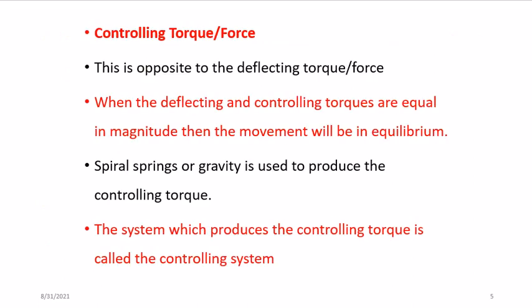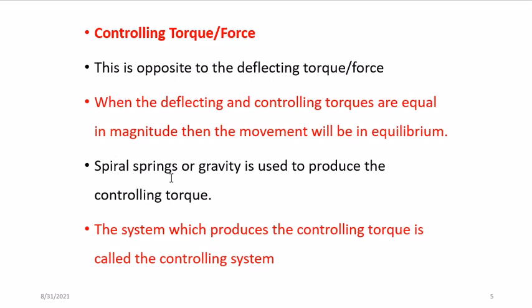The second one is the controlling torque, and this controlling torque is opposite to the deflecting torque, because I told you the deflecting torque is responsible for moving the pointer from the 0 point to a particular point. So the controlling torque acts in the opposite direction. Whenever the deflecting torque and the controlling torque are equal in magnitude, the movement of the pointer will be at an equilibrium position, meaning it will stay at a particular point depending on the magnitude of the signal we are measuring. And how do we create this controlling torque?